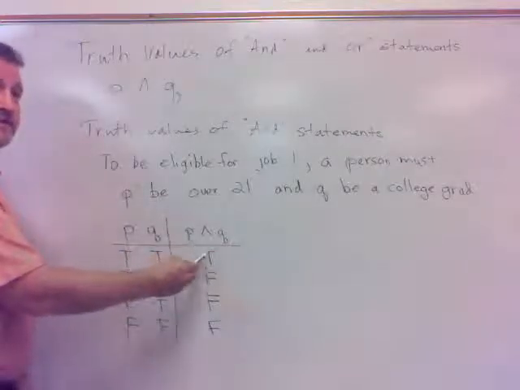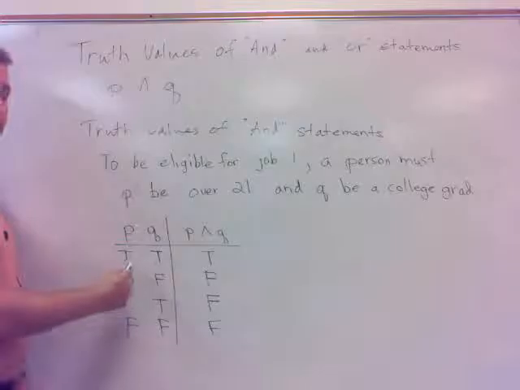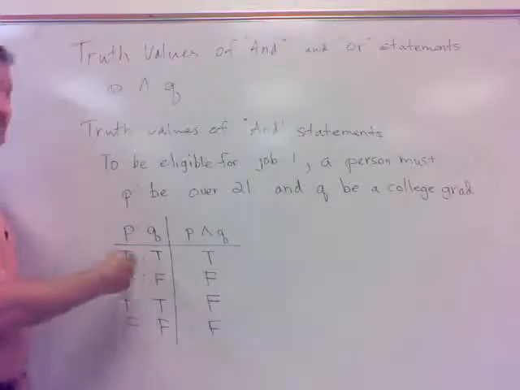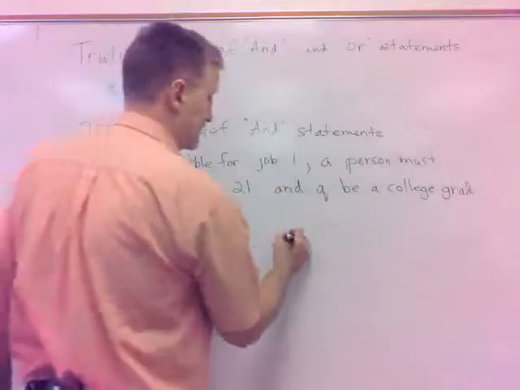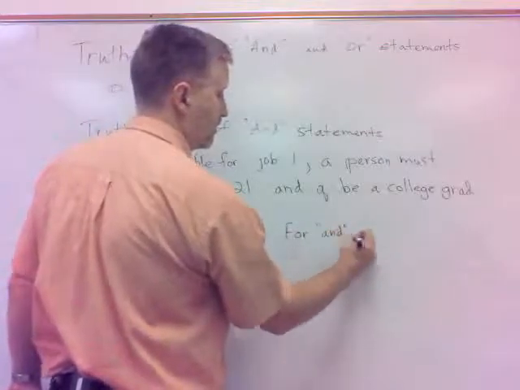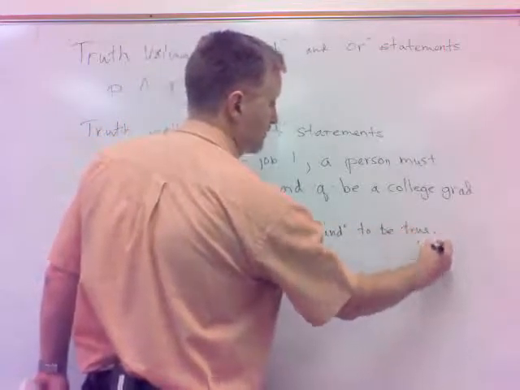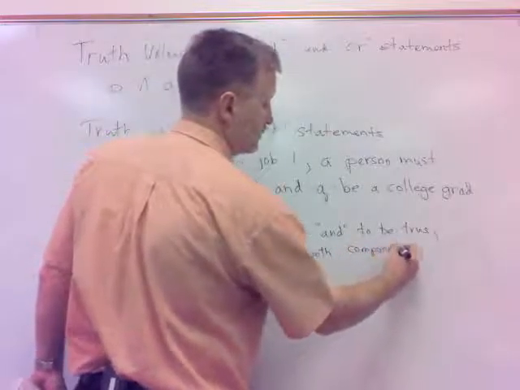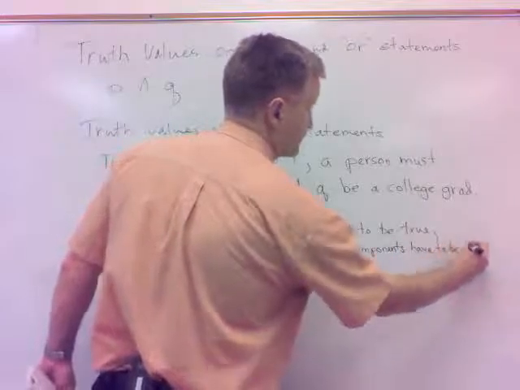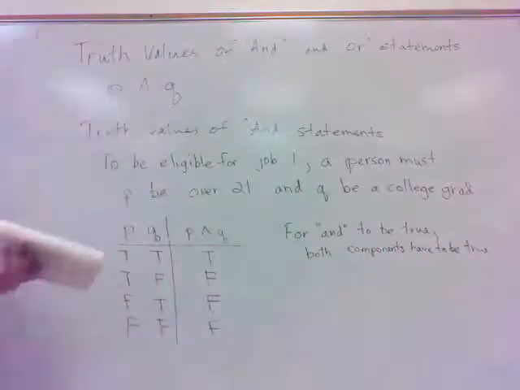For and to be true, what has to be the scenario here? Both of them have to be true. Both of the component statements, P and Q, have to be true. If one is false or the other is false or both of them are false, then and is false. For and to be true, both component statements have to be true. That's the rule. Make sense?